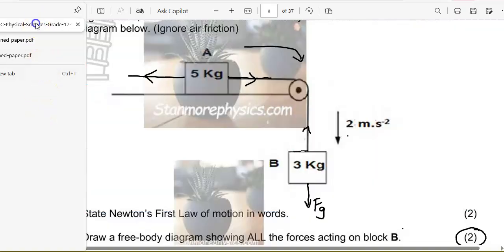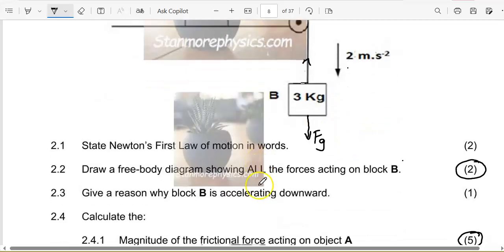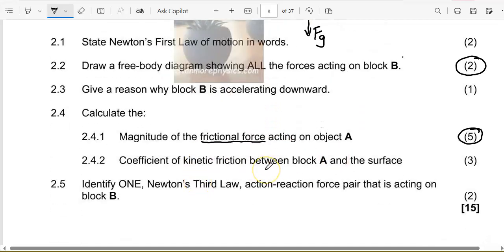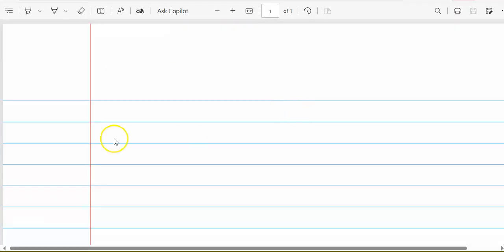Okay, let's try and see what we have on the second question. The second question says, we need to calculate the coefficient of kinetic friction between block A and the surface. Since they need us to find the coefficient of kinetic friction, you know what I'm going to do? First thing first, on 2.4.2, I'll write the formula for kinetic friction. It's Fk. I know that the friction is equal to the kinetic coefficient times the normal force.